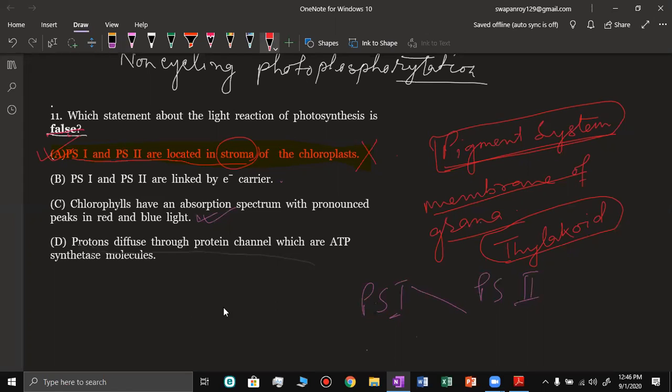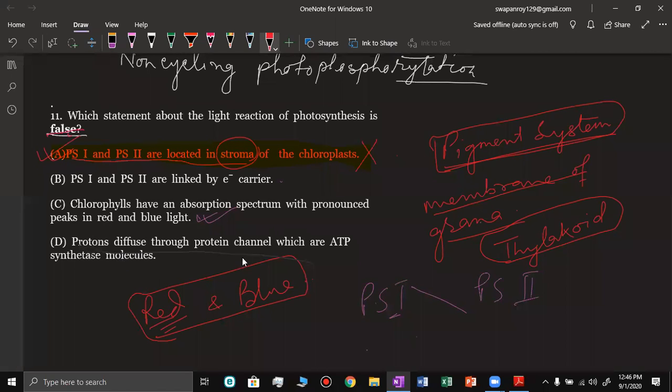Okay. The maximum absorption of the chlorophyll molecule is in the red and blue region of the spectrum. And that is why photosynthesis also is more in the blue and red region of the spectrum. And maximum photosynthesis takes place in the red region. So this statement is correct. Chloroplasts have absorption spectrum with pronounced peaks in red and blue light.